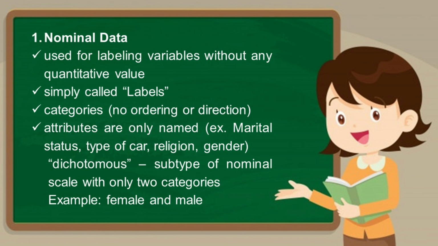Okay, when we say nominal data, it is used for labeling variables without any quantitative value. Simply called labels. Okay? Labels are nominal data. Attributes are only name. For example, marital status, type of car, religion, gender. Okay, pero sa nominal data, dito papasok yung binary data, which is dichotomous, na meron lang dalawang pagpipilian palagi. It's either female or male, it's either true or false, or accept or reject. Yun yung pinag-aralan natin kanina under ng qualitative data.